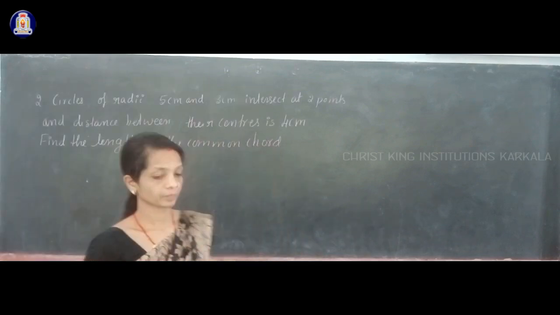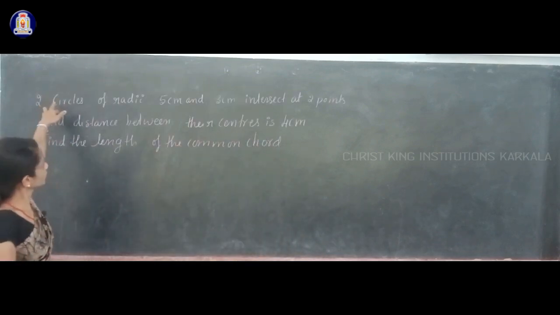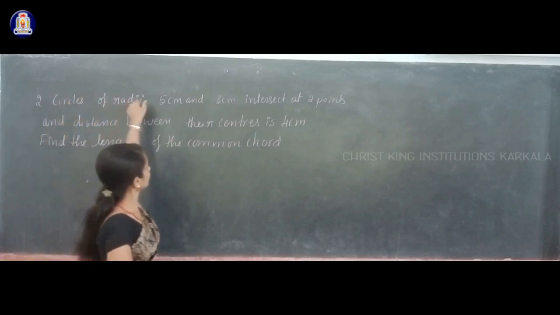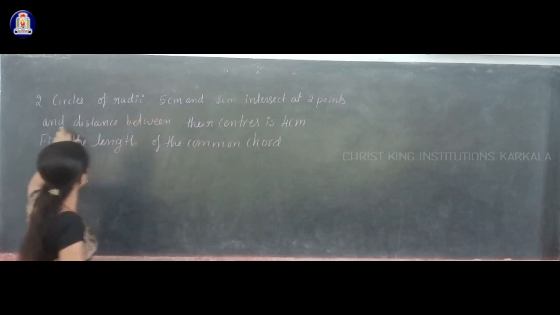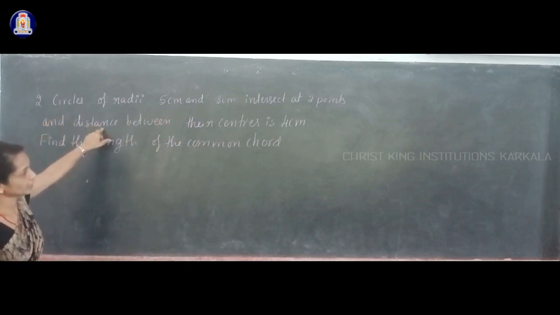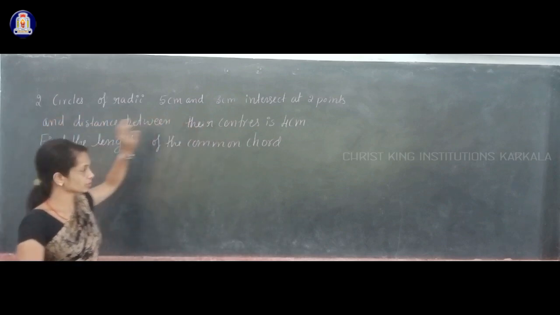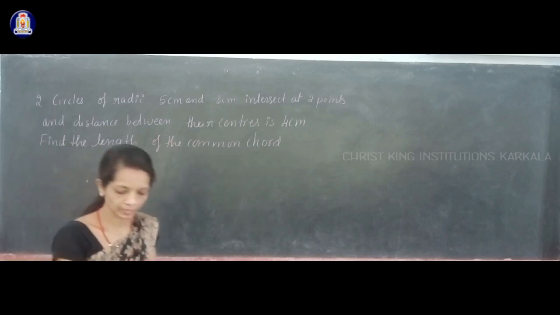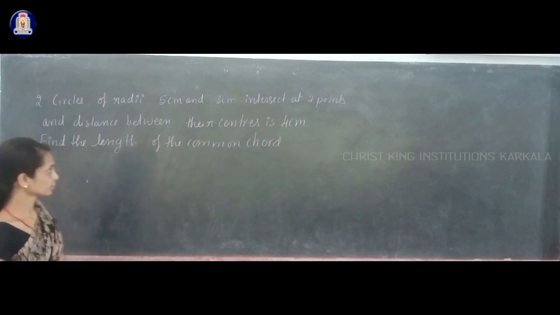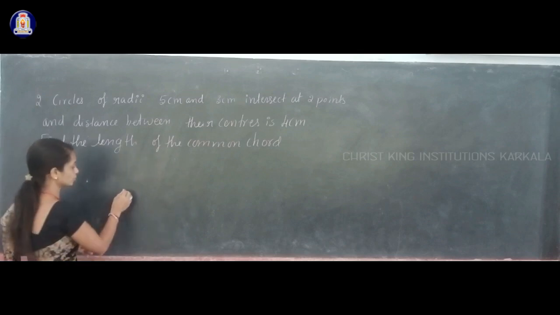Next one is: two circles of radii 5 centimeter and 3 centimeter intersect at 2 points and the distance between their centers is 4 centimeter. Then find the length of the common chord. Okay, I'll draw one rough figure. Exact figure we do later.